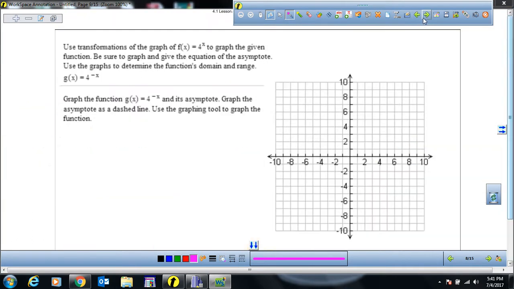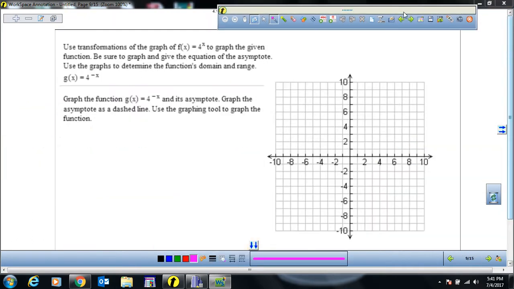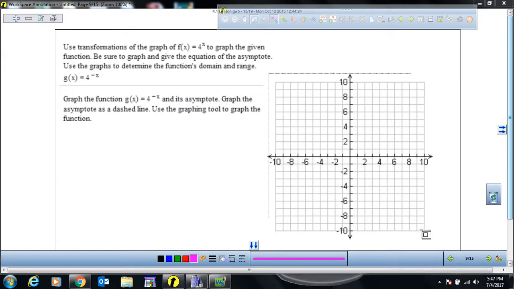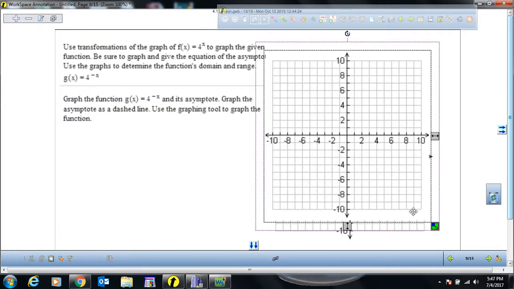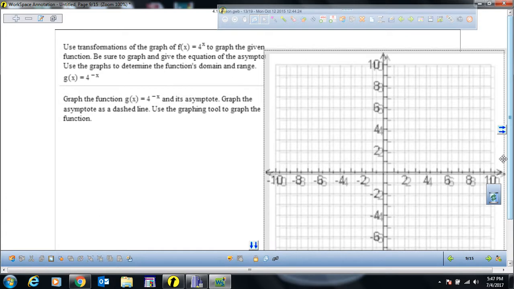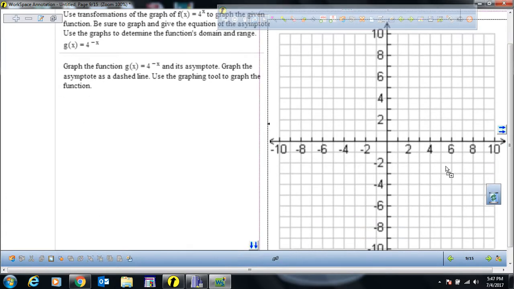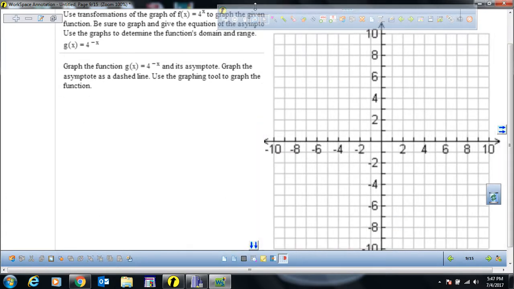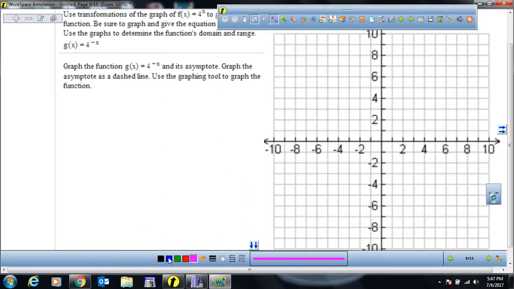Next function. Now we're going to discuss this one. Use transformations of the graph of f of x equals 4 raised to the power of x to graph the given function. Be sure to give the equation of the asymptote and the domain and range. Same thing. So, first thing that we must do again is that we need to start by graphing the function f of x.